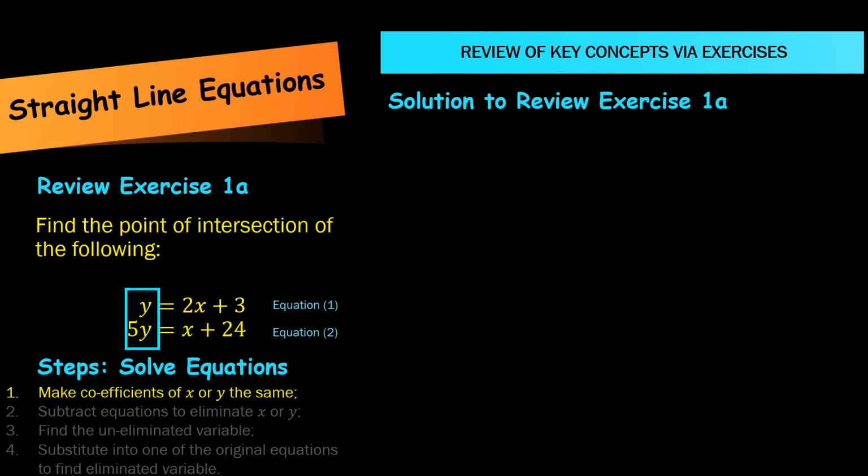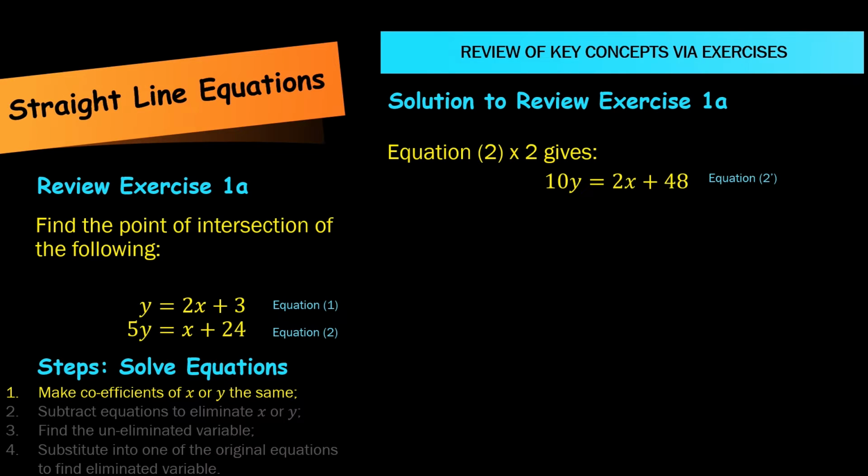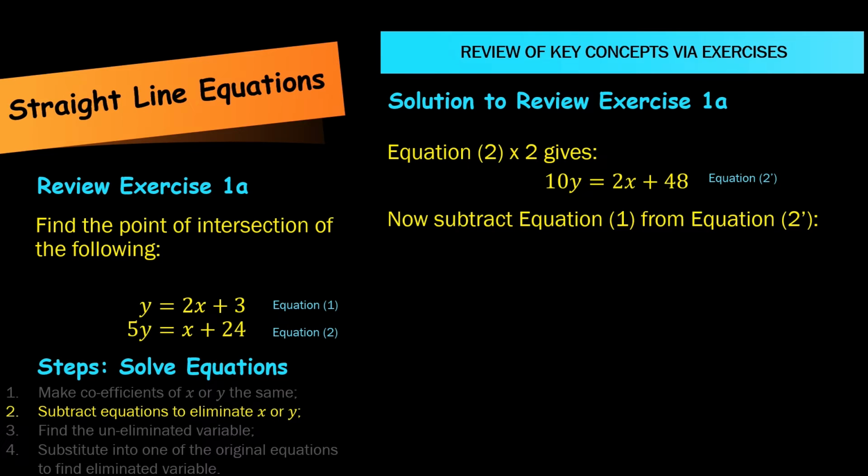So either we make the coefficients of x the same or the coefficients of y the same. We are going to make the coefficients of x the same. So let's multiply equation 2 by 2 to give 10y equals 2x plus 48, as shown. Now we subtract equation 1 from equation 2' in order to eliminate the x's.